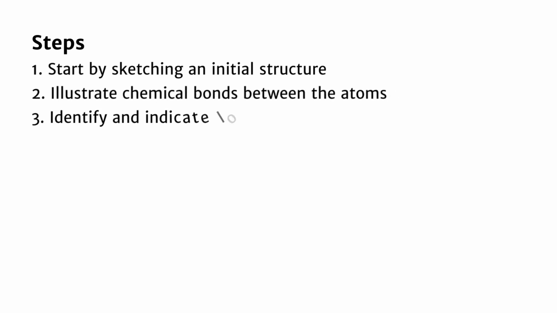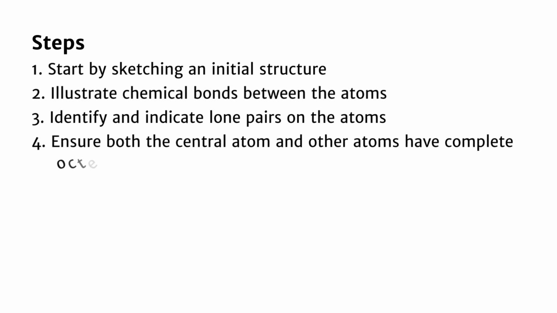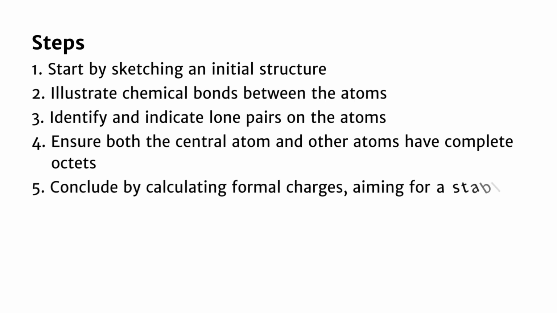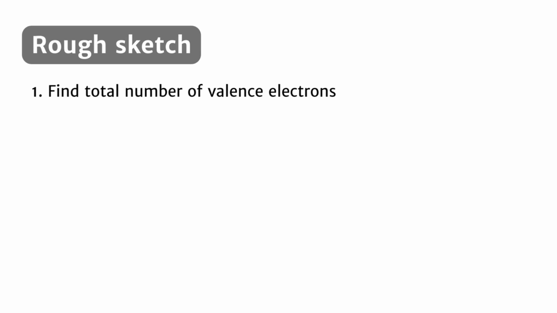Identify and indicate lone pairs on the atoms. Ensure both the central atom and other atoms have complete octets. Conclude by calculating formal charges, aiming for a stable Lewis structure with the least possible formal charges. Before sketching the rough diagram, start by calculating the total number of valence electrons and then identify the central atom.